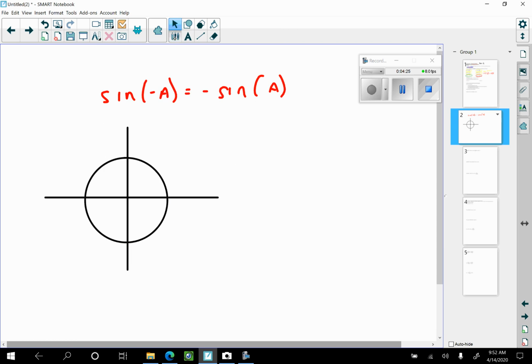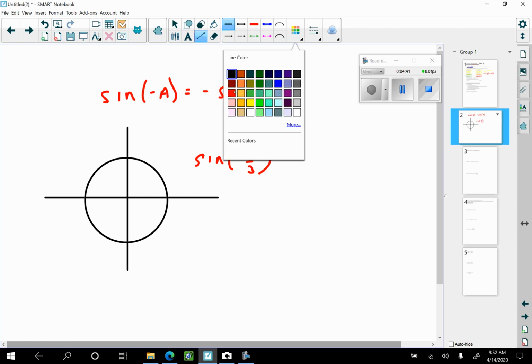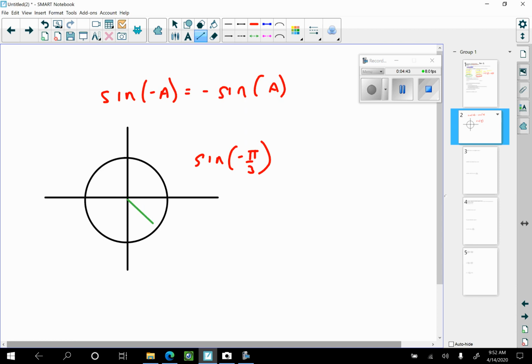Okay. So let's go a negative angle here. Let's just try the sine of negative pi over 3. Let's do a green line. Negative pi over 3 is going to be right there. Then this is pretty easy. This is negative pi over 3. And we know what this value is right there. That value is going to be negative square root of 3 over 2.